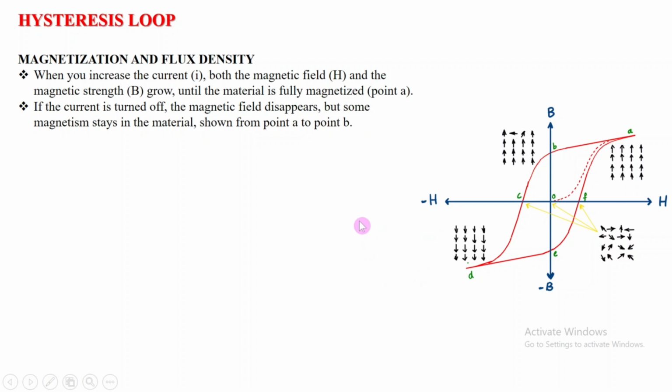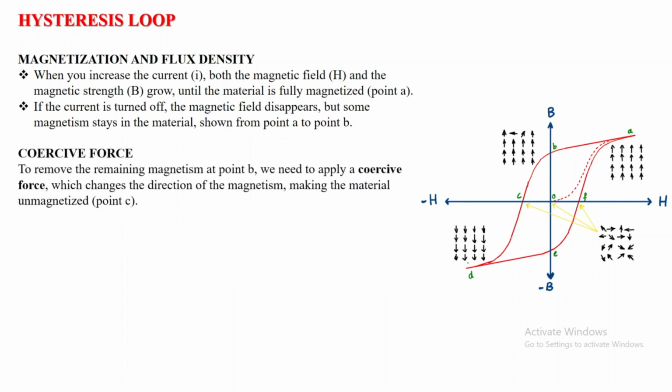If we provide alternating current to the coil, which consists of soft iron, this phenomenon will occur in that material. When you increase the current I, both the magnetic field and the magnetic strength of the material will increase, up to this point A.